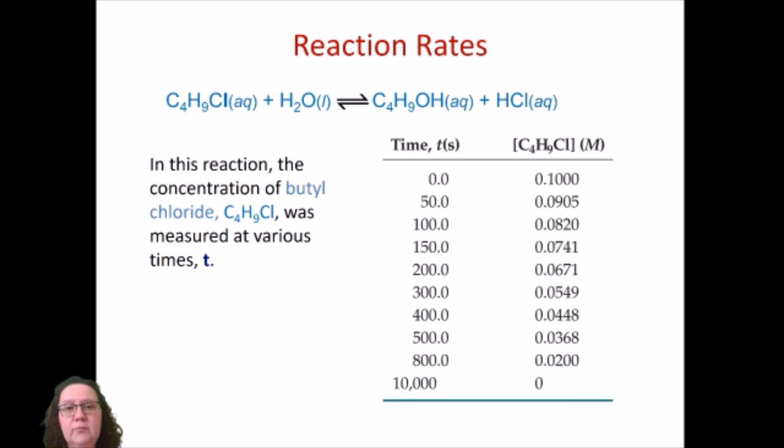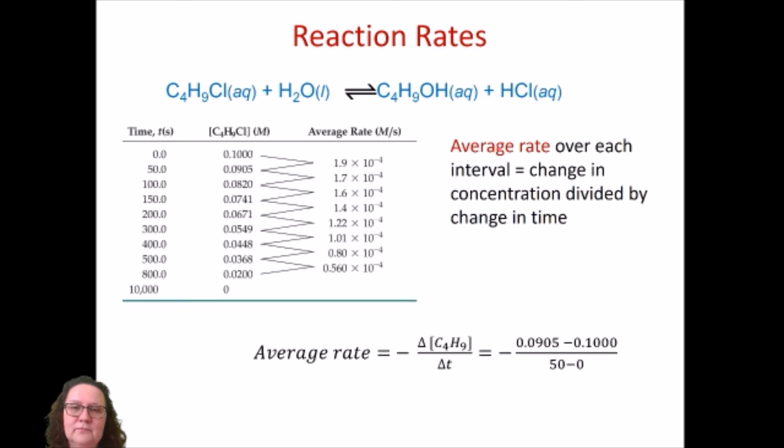Let's look at an example of a reaction rate using this reaction, the hydrolysis of butyl chloride. You have butyl chloride that reacts with water to produce butanol and hydrochloric acid. And this is a table of the concentration of butyl chloride at particular times from 0 to 10,000 seconds. So if we look at our reaction with butyl chloride, we can calculate different average rates for each interval in which the reaction has been measured.